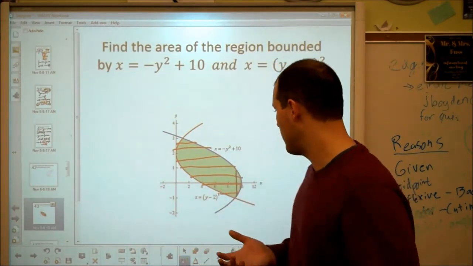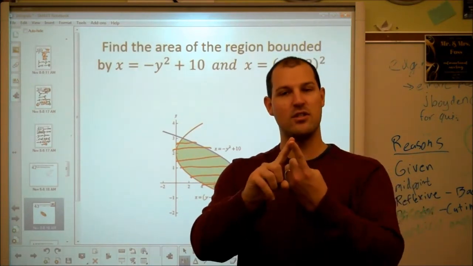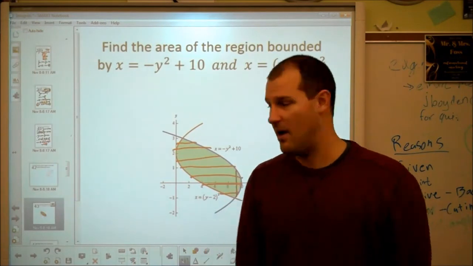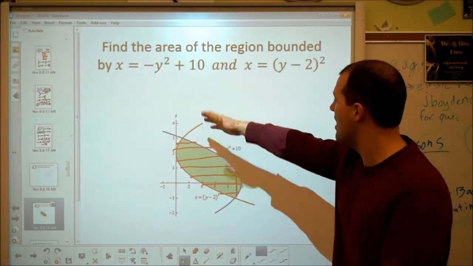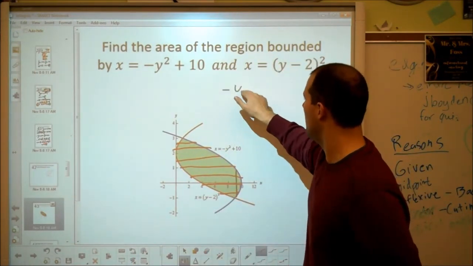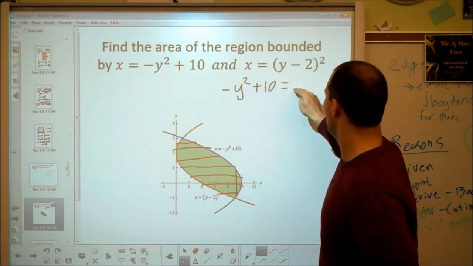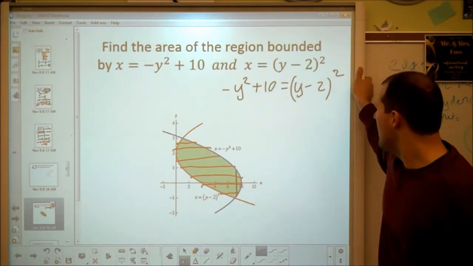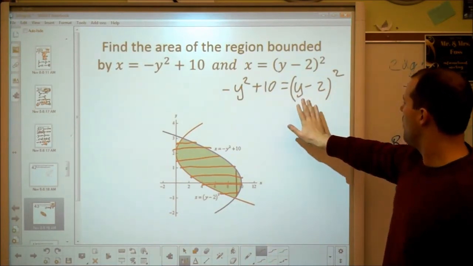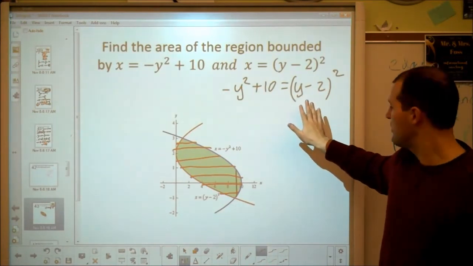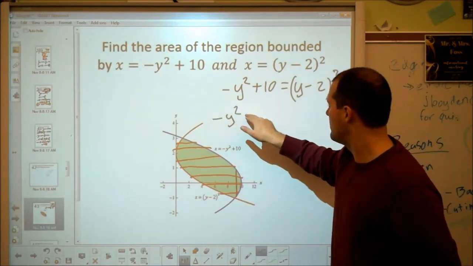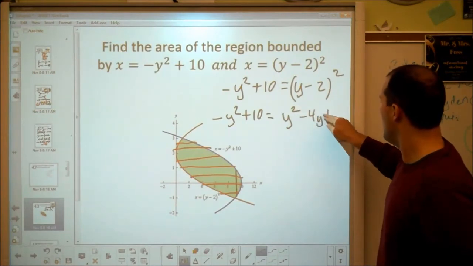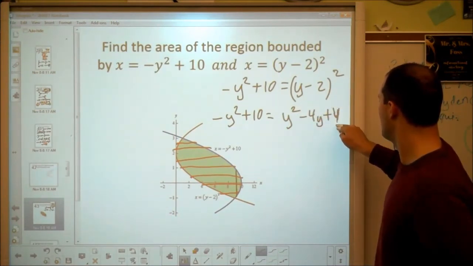Remember, there's really only two things we have to do to get our setup. We have to find which function's the top function or the greater function, and we have to find our bounds. So let's get about doing that. All I'm going to do to find the bounds is set these two functions equal. And so I get negative y squared plus 10 equals y minus 2 quantity squared. And now it's just algebra time. So we're going to simplify these out. What I'm going to do over here is actually multiply those together. So I get negative y squared plus 10 equals y squared minus 4y plus 4.